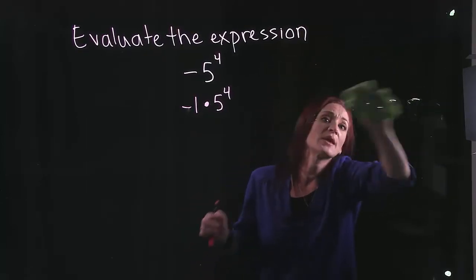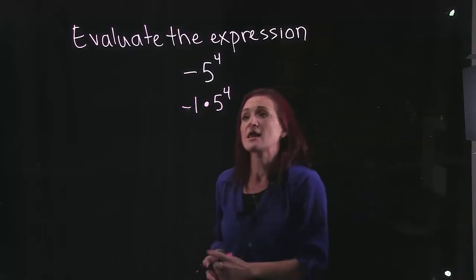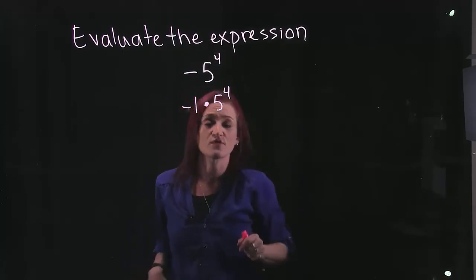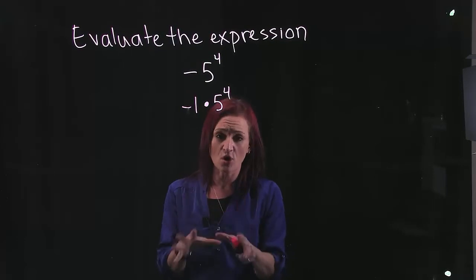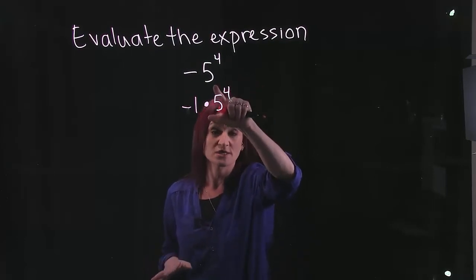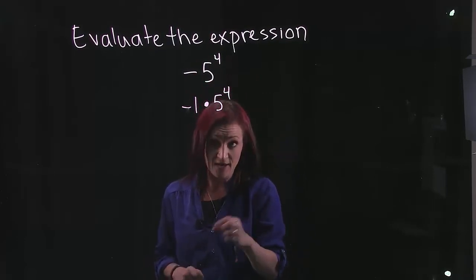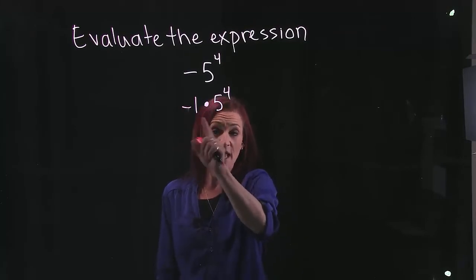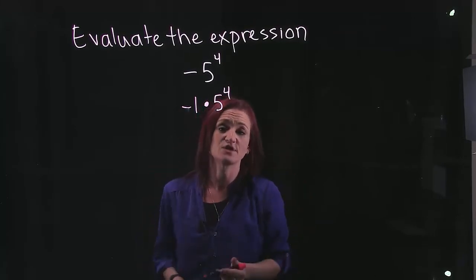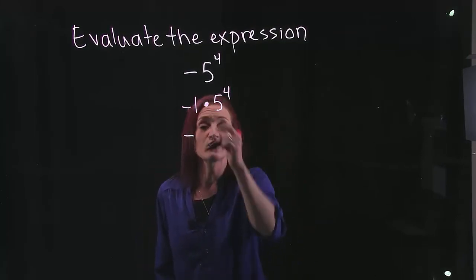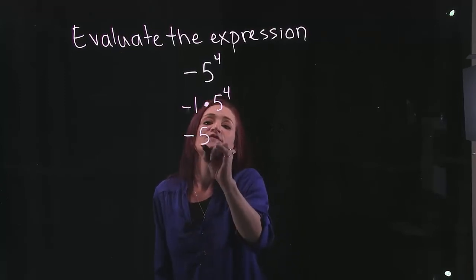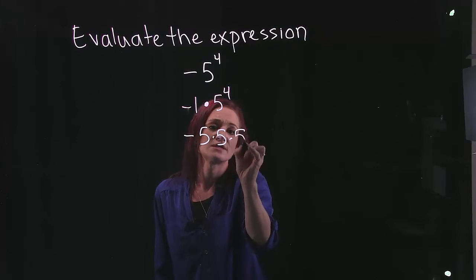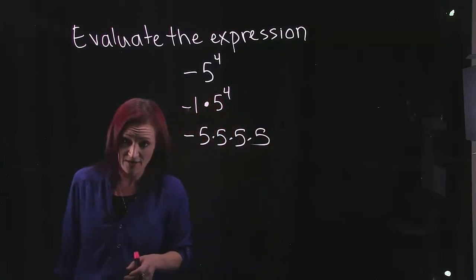The problem that we have is a negative, then 5 raised to the 4th power. There are no parentheses here. And because there are no parentheses, the 4 belongs to the 5 and not to the negative, okay? So it's like saying -1 times 5 to the 4th. So the negative would just drop down, no need to keep the 1, and then we would do 5 times 5 times 5 times 5.